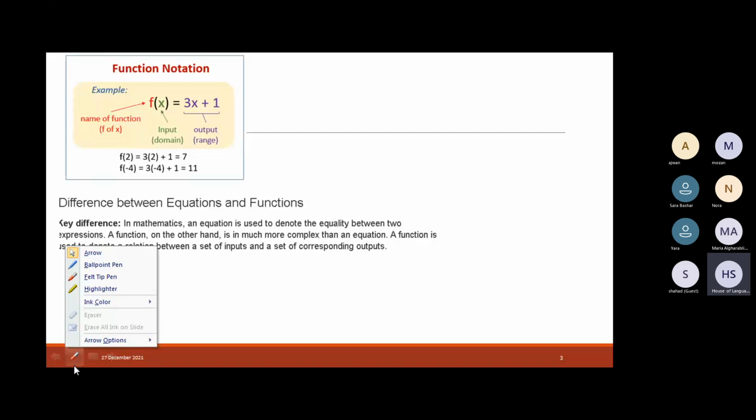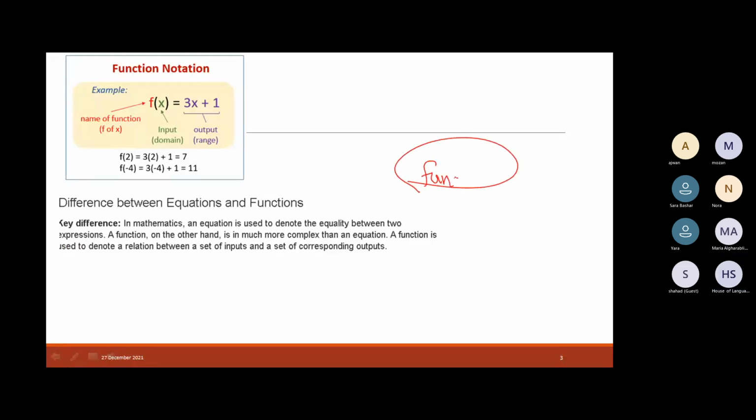So the function here works like a machine. This is the function here. You put in x, you get y. You put in x, and the answer you get is the output, which is 3x plus 1, or according to the question. So here is the input, and here is the output. The domain is the x, and the range is the output, or y, the same as for the equations.